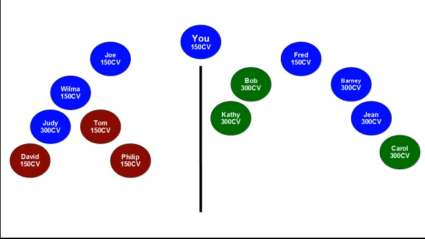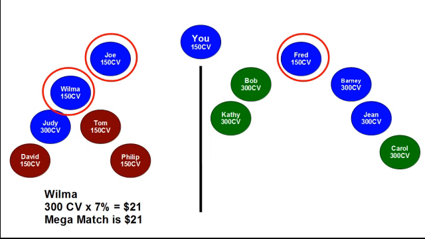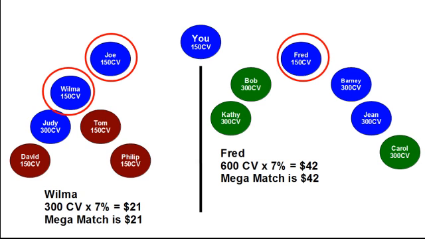Now, you originally sponsored Joe, Fred, and Wilma. Joe didn't do anything for the month and has a weak leg with 0 CV, no basic commissions. Wilma has 300 CV in her weak or right leg, so she earns a basic commission of $21, which you Mega Match. Fred has 600 CV in his weak leg, which is his left leg, and he earns $42 in basic commission, which you Mega Match. In addition to your basic commission of $84, you earned an additional $63 in Mega Matches.